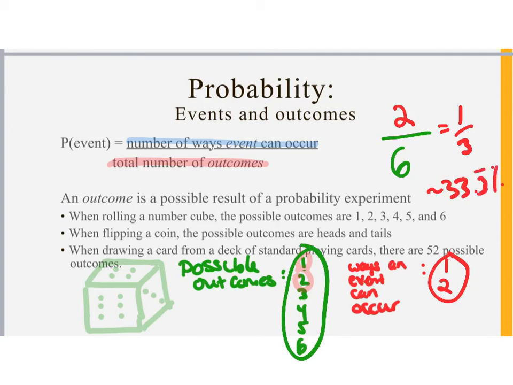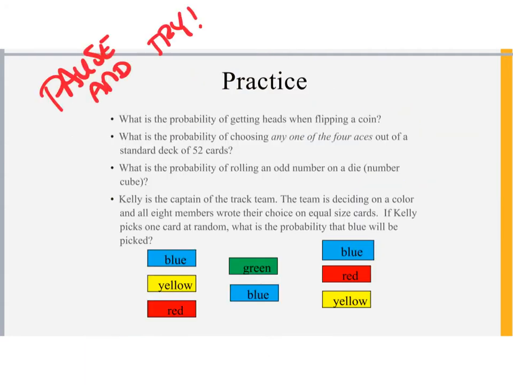So to find the probability of something occurring, you must first identify the sample space, that's how many possible outcomes there are, and then identify how many ways whatever it is you're looking for can occur. Then divide the number of ways your event can occur by the number of possible outcomes overall to get the probability. Pause here and try this practice. When you have your answers, hit play.